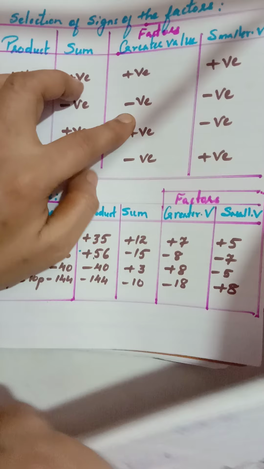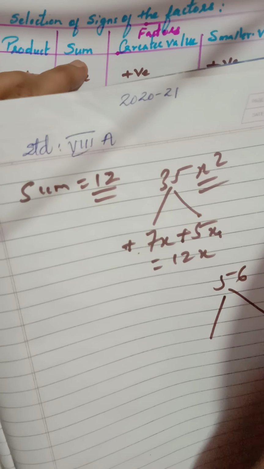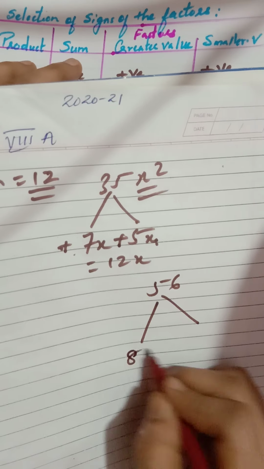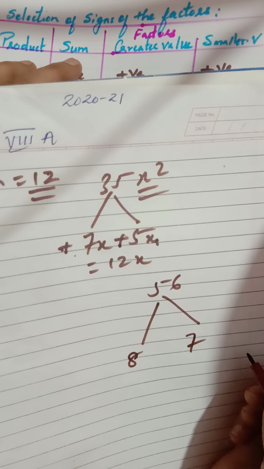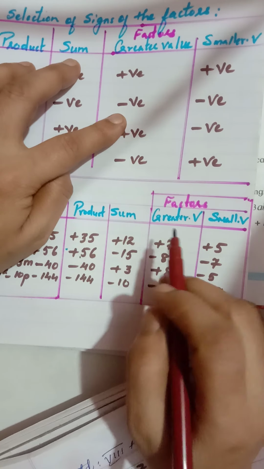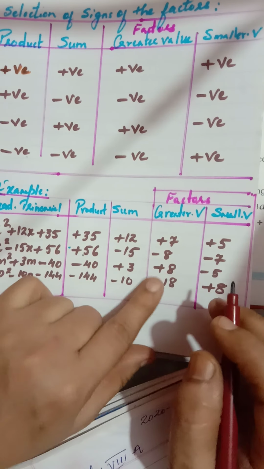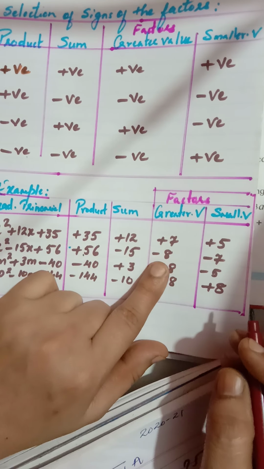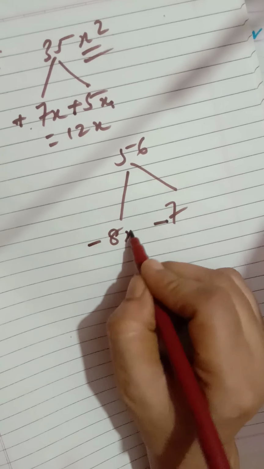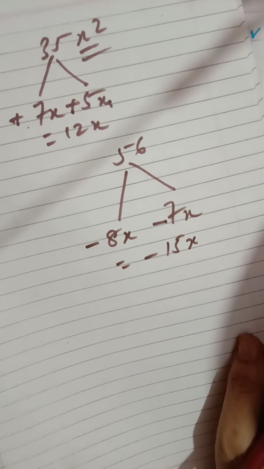Now what are the factors? Here you are writing 56. What are the factors of 56? 8 7s are 56, right? Now here see children, what is your middle term? Your middle term, that is the sum, is minus 15. And how are you going to get minus 15? When you take minus 8 and minus 7. So you will write this way, minus 8 minus 7, here is x and x, and that is equal to minus 15x.